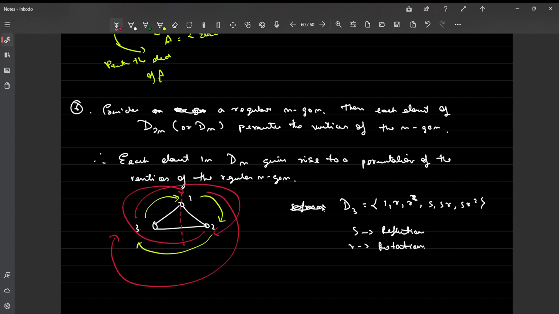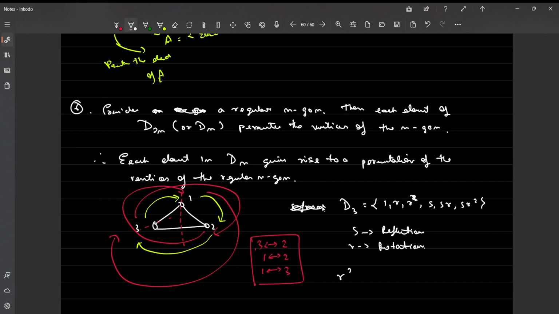And what are the possible reflections? We can draw a line in between, so 3 can be interchanged with 2. This gives you one reflection. Then 1 interchanged with 2 is another reflection, and 1 interchanged with 3 is another reflection. So these are the three possible reflections. Clear?